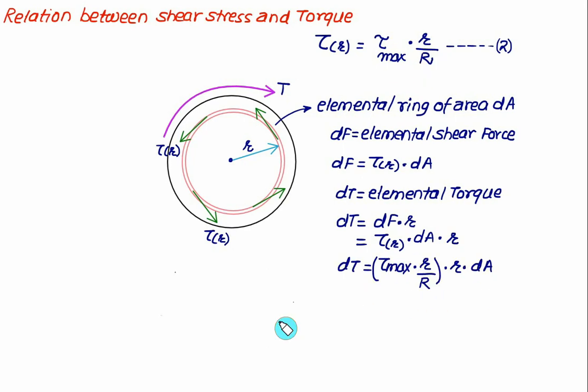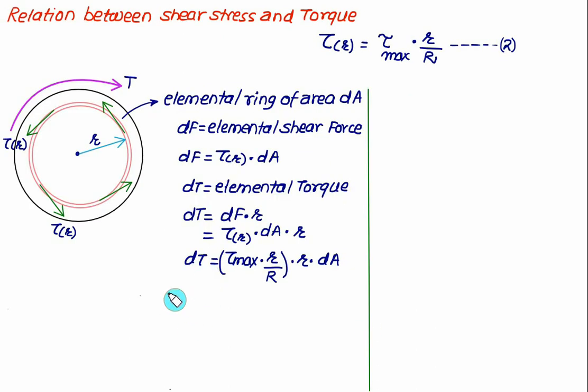So let's substitute the shear stress, which is a function of radius r, equal to tau max into r upon capital R. This r I will write first and then we'll write dA. This r into r is r squared, and we get tau max divided by R into r squared multiplied by dA. So just integrate it and solve it over the entire area A. I will continue with this equation. So let's integrate to find the total torque.